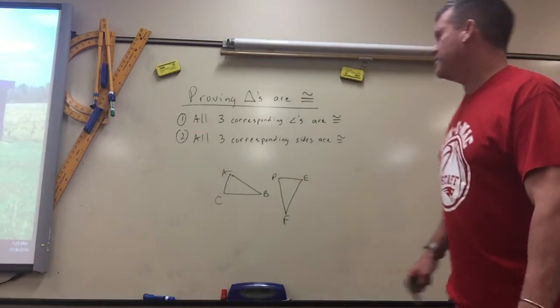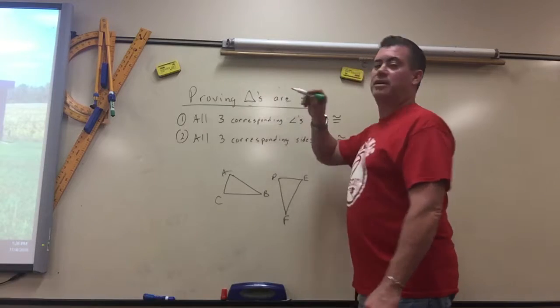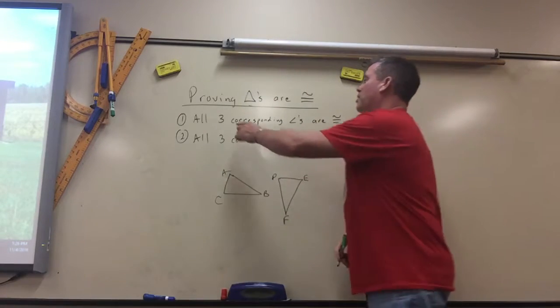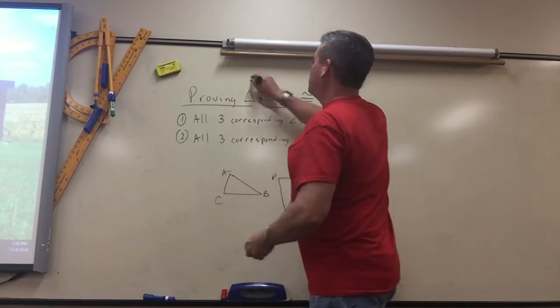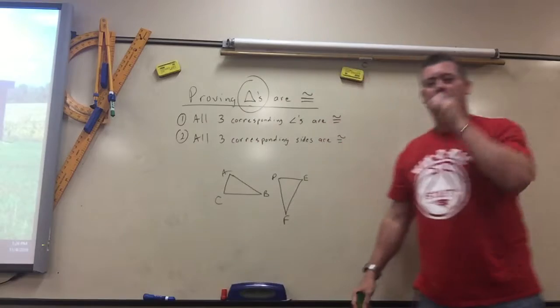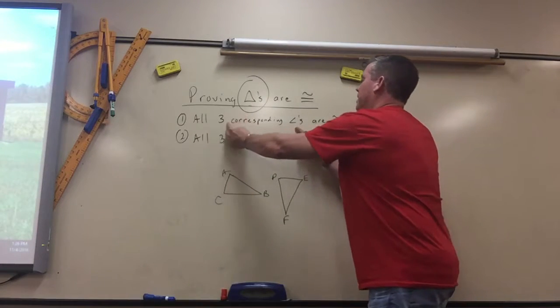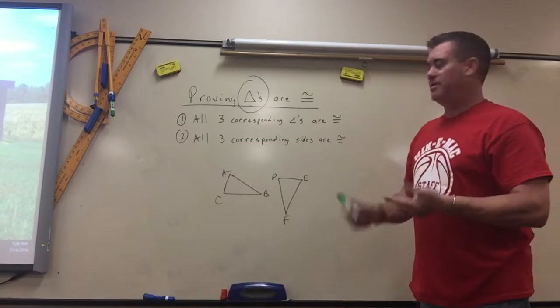Okay, in the last lesson we learned that if you're going to prove triangles are congruent, or any figure, you need to know two things: that all three corresponding angles are congruent. We're just going to be doing triangles now. It won't be any more rectangles or anything like that. So all three corresponding angles and all three corresponding sides. So there's 6 things you need to know.